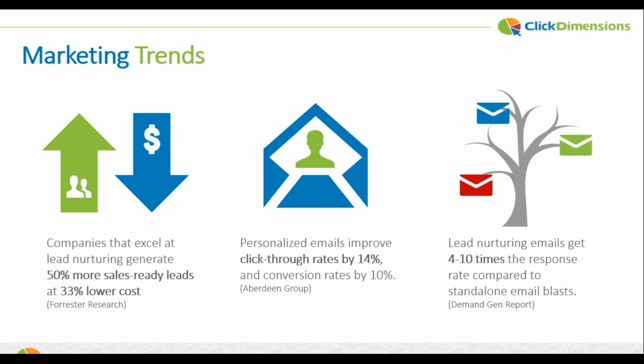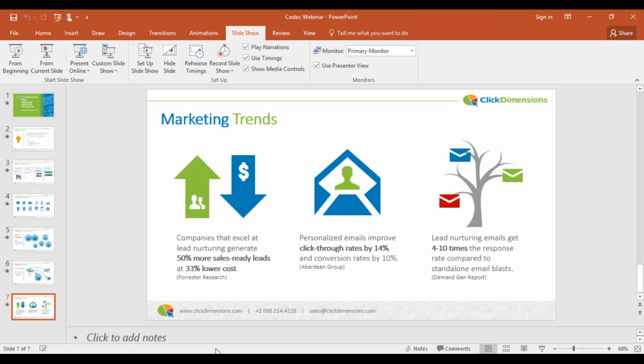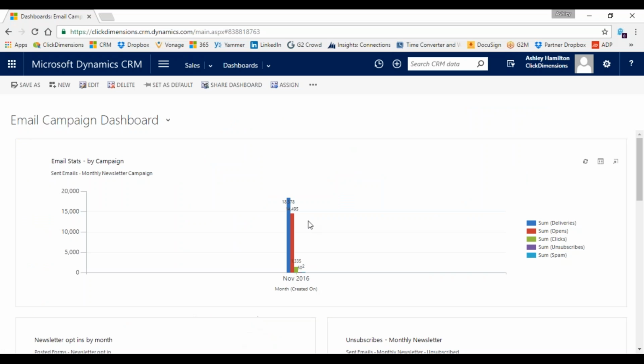Also, personalized emails, which we can create in ClickDimensions, which I'll definitely show you. It improves click-through rates by 14%. When you receive an email, don't you want to respond, or don't you feel better when it's a little more tailored to you versus just, oh, this is 1 in 1,000 emails that they're sending out? And then lead nurturing gets 4 to 10 times the response rate because you're constantly hitting people. The more hits you have to them, the more you're going to get from them.